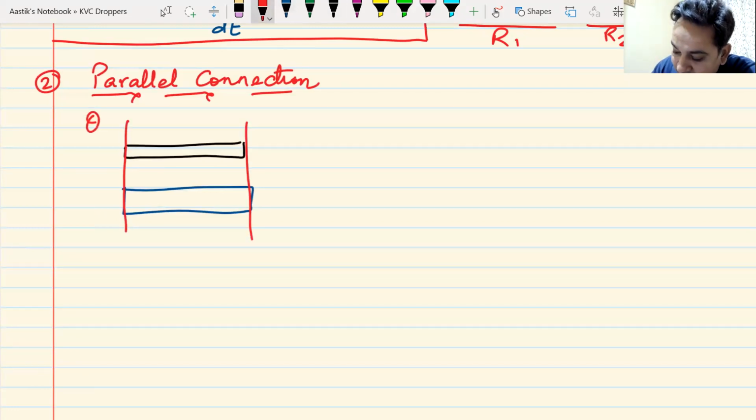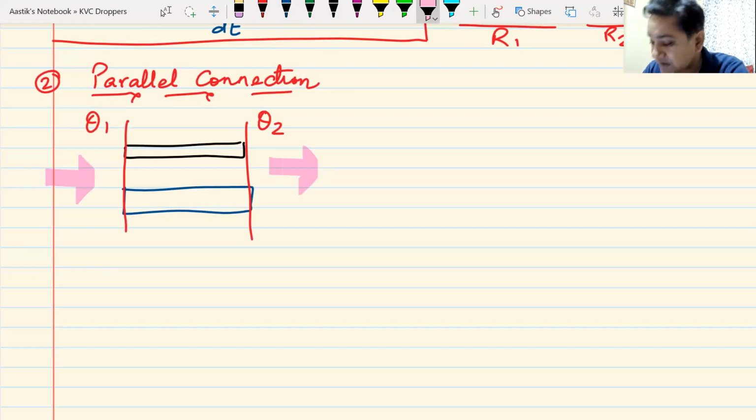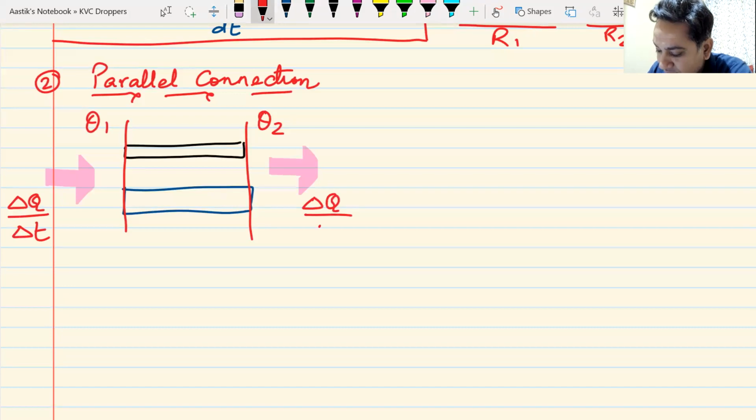The temperature of this end is theta 1. The temperature of this end is theta 2. Whatever heat is entering here, the same heat has to exit here. I hope you all understand this. I write it as delta Q by delta T. That is the heat leaving section 1. Delta Q by delta T. This is the heat entering the last section.